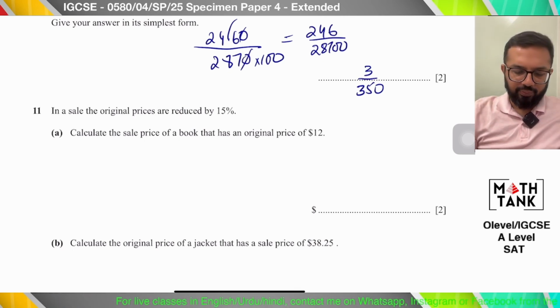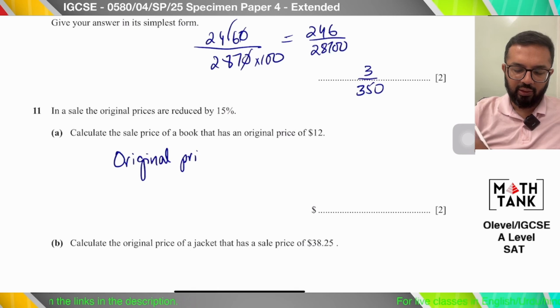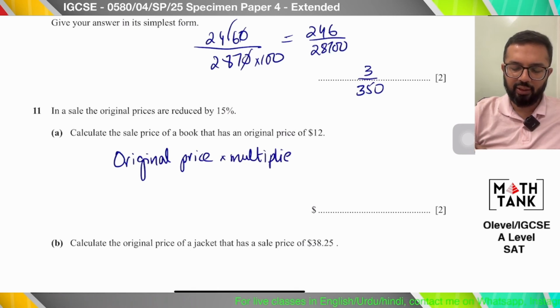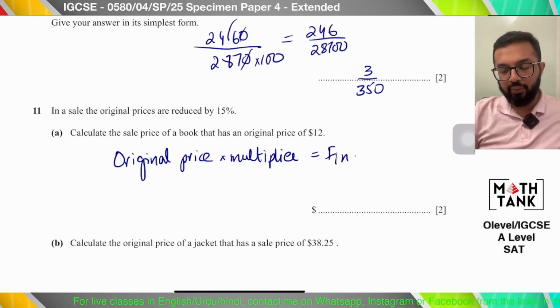Okay. Then it says in the sale, the original prices are reduced by 15%. Calculate the sale price of a book that has an original price of $12. So I've always taught people that original price multiplied by multiplier gives you the final price. Now, what is the multiplier? It's 100 plus or minus the change.